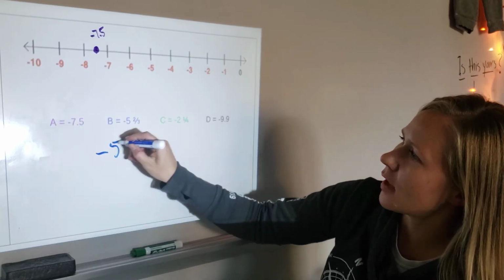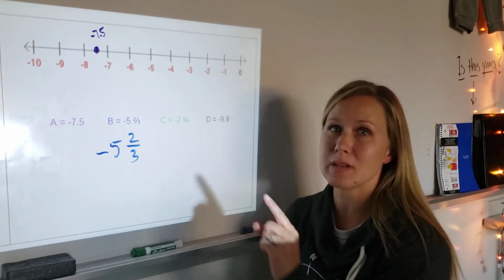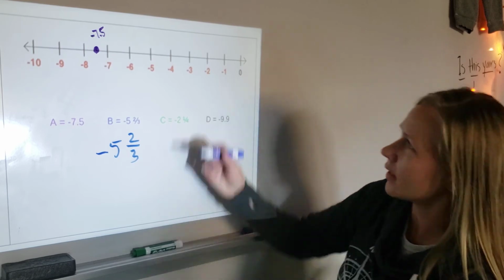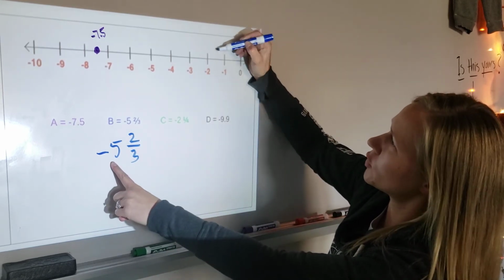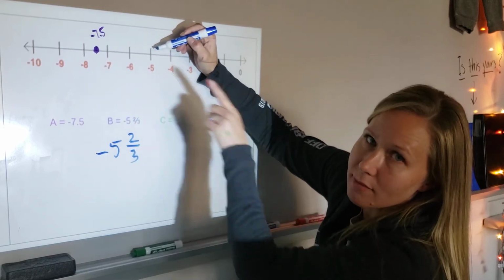B is negative 5 and 2/3. Okay, I wouldn't change this into a decimal. It's going to make it harder for you. 2/3 is a pretty friendly fraction. Let's work with it. So negative 5 is our whole number. 1, 2, 3, 4, 5. Now I got to jump 2/3 more. 2/3 more that way, to the left.